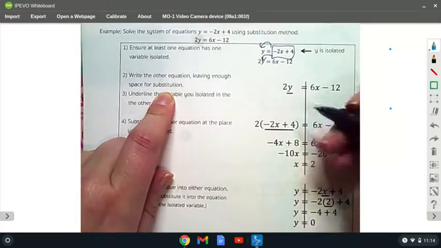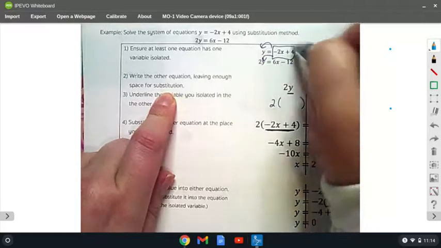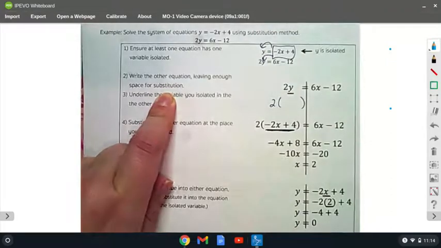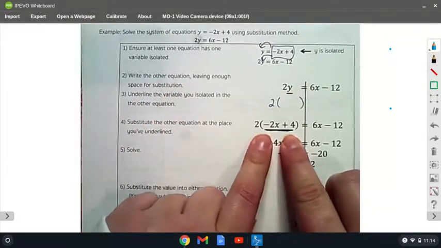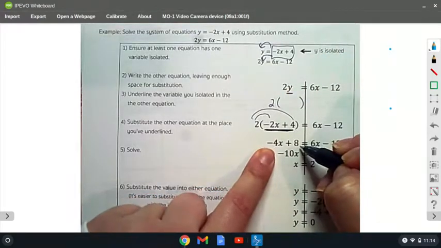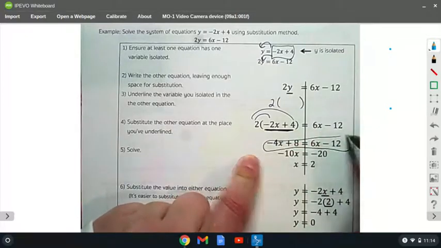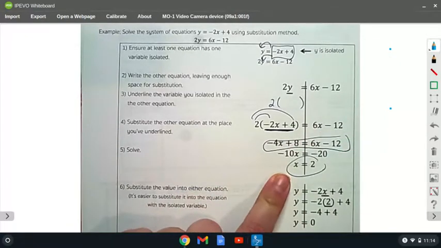By leave enough room, I mean you want to put 2 parentheses. And inside that parentheses, you're putting in that expression that's equal to y, just like they did here. Then you're going to distribute this 2 and simplify to get -4x plus 8. And then you would solve this equation for x, and they got x is 2.